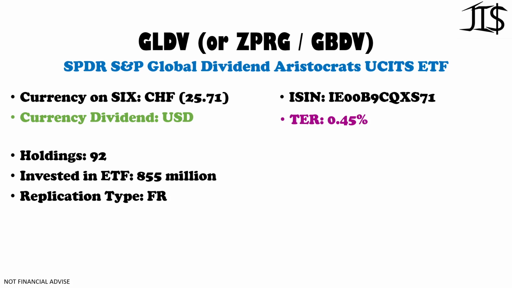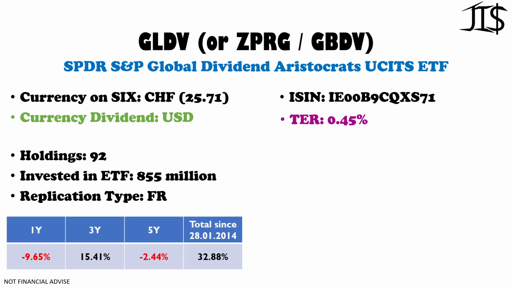It's also fully replicated. And in the past year, its performance isn't that great. It's minus 9.65%. 3 years and 5 years, it's also less than SDGPX. And the total since 2014, it's 32.88%.